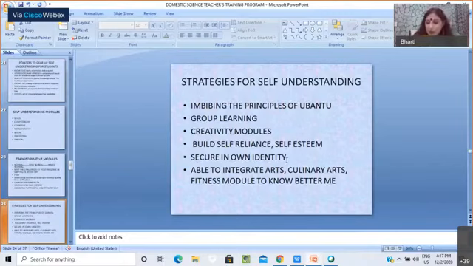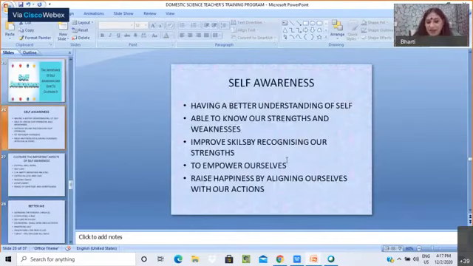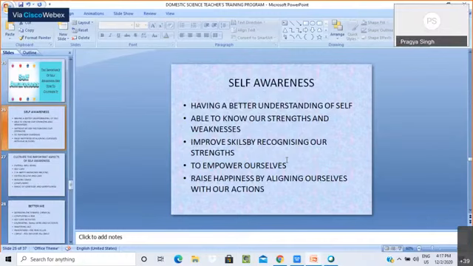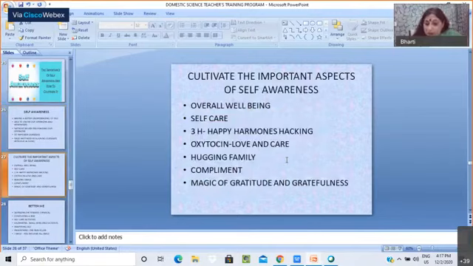And then creativity modules, building self-reliance and self-esteem. I've given you certain points on how we can cultivate self-awareness. Now, when we are talking about self-awareness, dear friends, here we have to give them tasks to improve their skills, to empower themselves, just to raise happiness by aligning ourselves with our actions. We've been doing a lot of work when it comes to the happiness curriculum. What is the happiness quotient? What is the happiness curriculum? Because all these strategies are working towards a better understanding of the self.